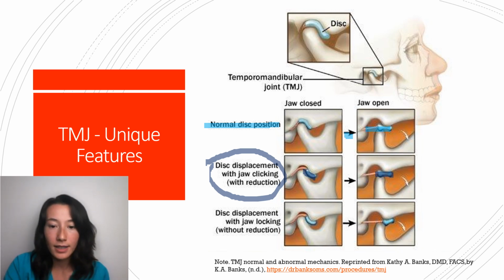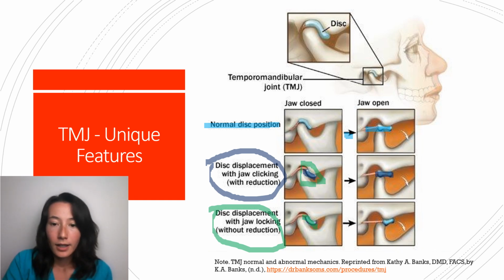However, the next example, the very bottom one, disc displacement with jaw locking without reduction, again, it starts exactly where this one had started, but the problem is the condyle is not able to go underneath that articular disc. It is just jammed right behind it.